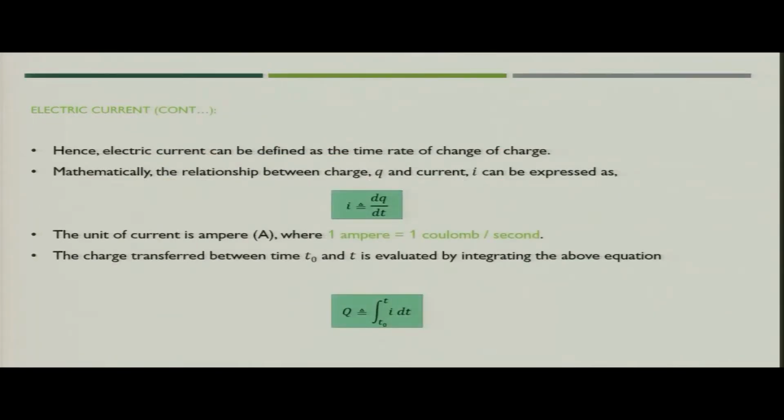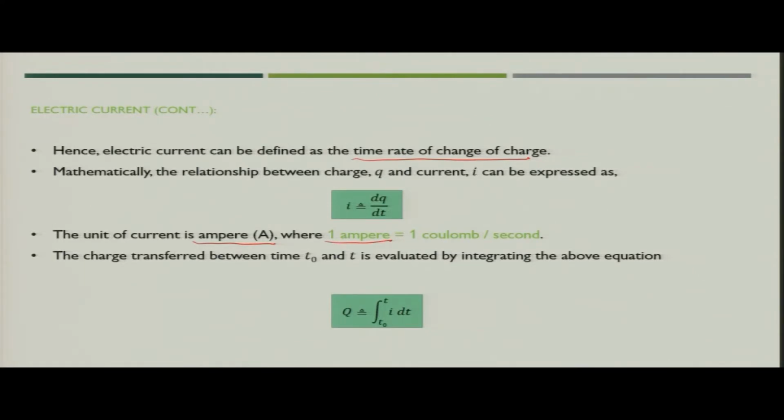Since electric current can be defined as the time rate of change of charge, you can simply define it as i = dq/dt. It means the amount of charge flowing across a particular surface in unit time. Current is measured in amperes, and 1 ampere is defined as 1 coulomb per second.